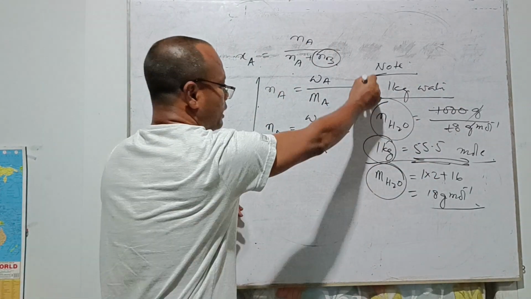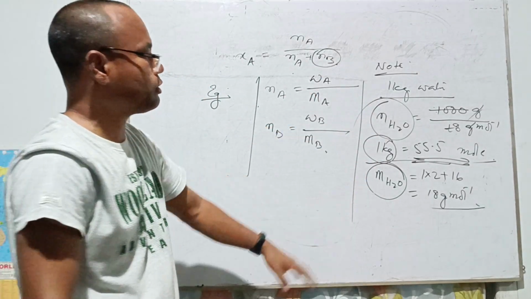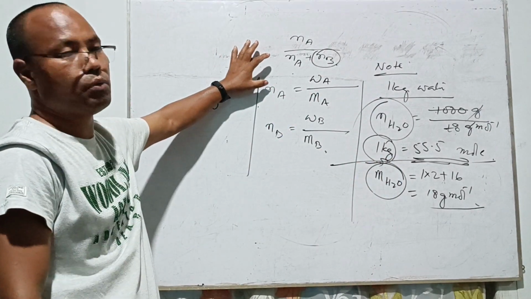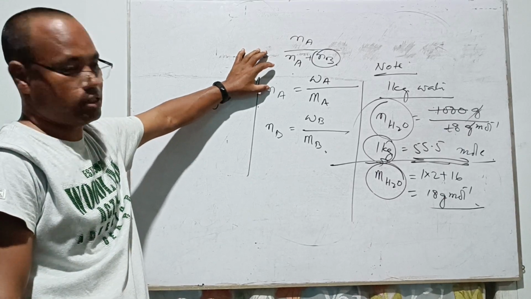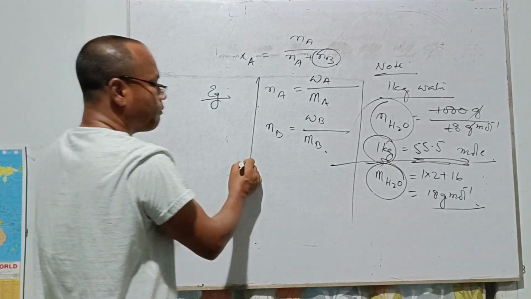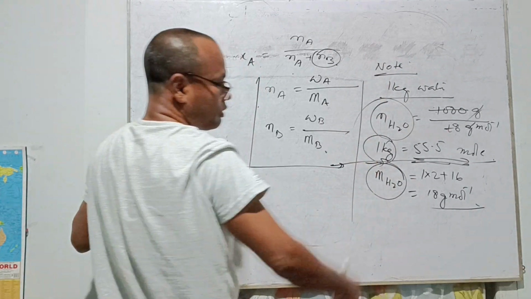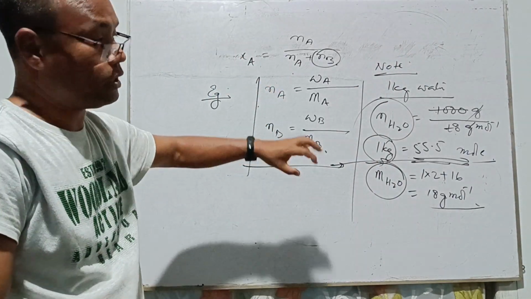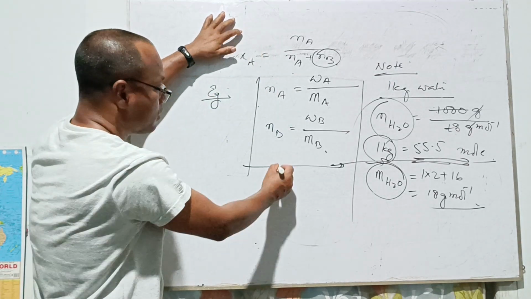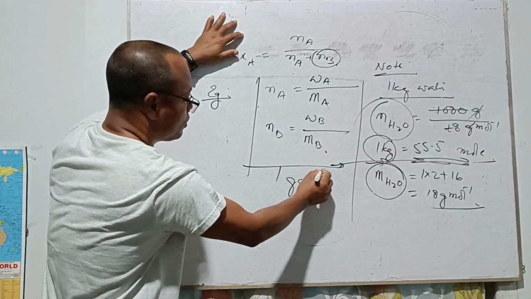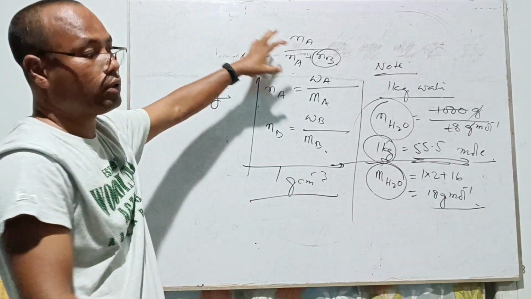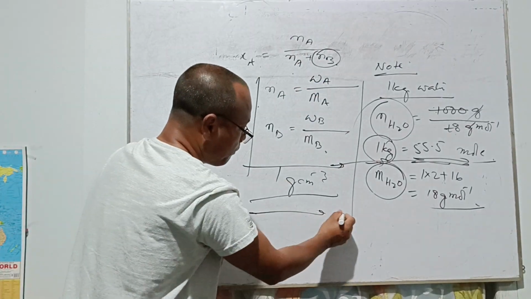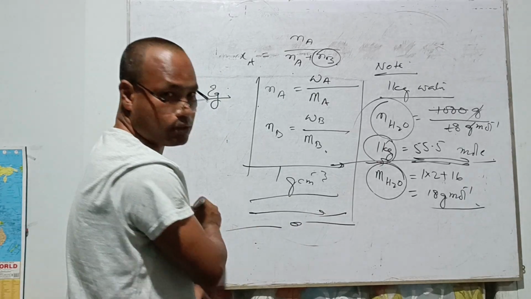So don't forget, sometimes without calculation, we have to easily remember the number of moles in 1 kg of water. Sometimes we say 1 liter of water, because the density of water is 1 gram per centimeter cubed. Therefore, 1 liter of water is the same as 1 kg of water. Please remember this for today's class.